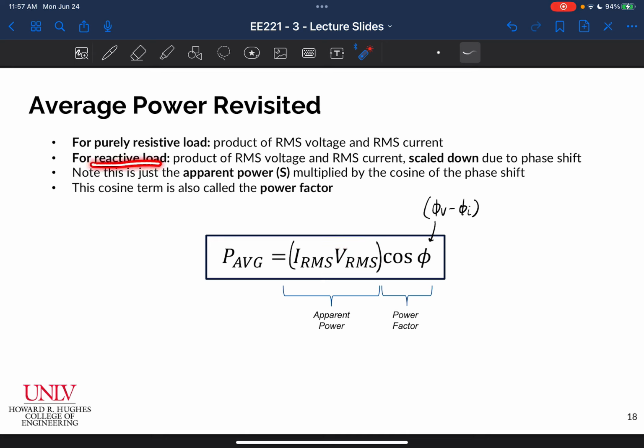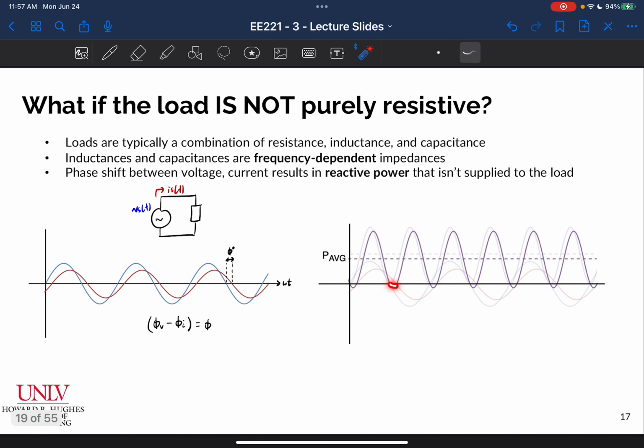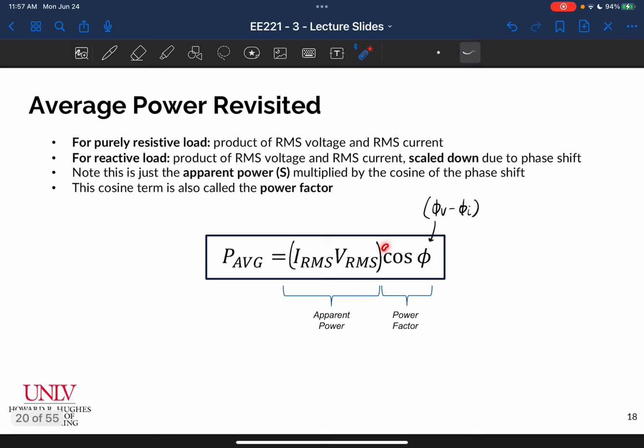For a reactive load, which is a load that doesn't just contain resistances, it has some inductance, some capacitance, one or the other, or even both, we need the product of the RMS voltage and the RMS current again, but scaled down due to the phase shift, right? That's this downward scaling of the average value due to that phase shift. And it just so happens that you can just multiply it by the cosine of the phase shift. It's all trigonometry, and that is the formula that we're going to need to use for the average power dissipated, or actually the average power supplied by the source in the presence of a phase shift, okay?